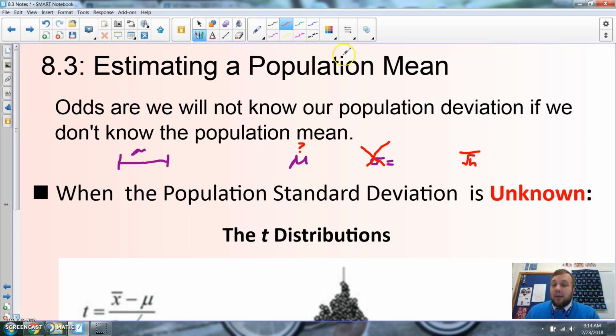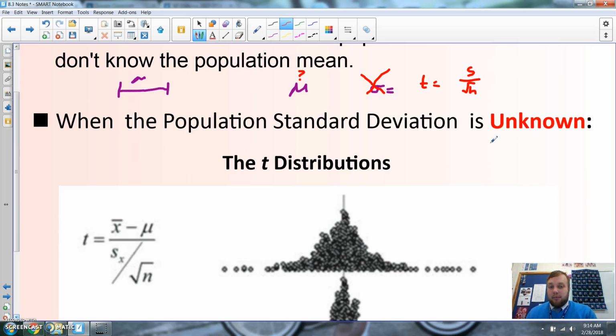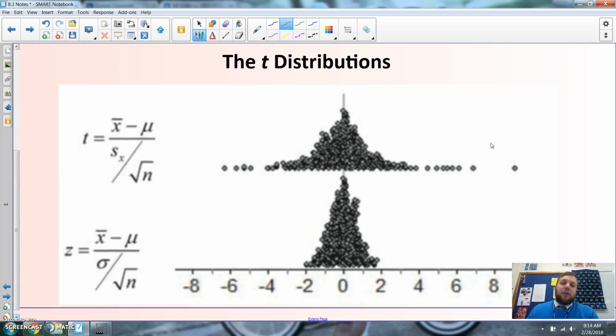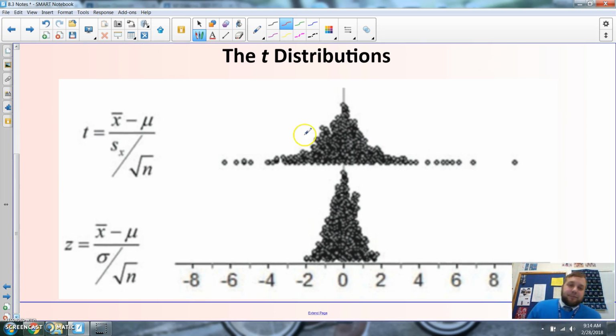So, when I say I don't know what that is, you know what I do know? I probably do know my sample deviation. Is that going to be 100% accurate, though? Maybe not, because it's just a sample. My sample standard deviation might be a little off. It's not going to be exact. So whenever we have to use our s, we call it a t-distribution. Okay? Does that make sense?